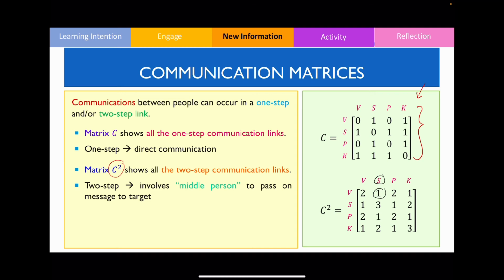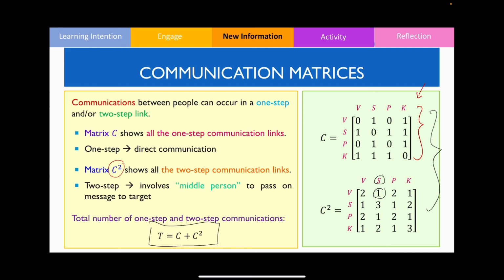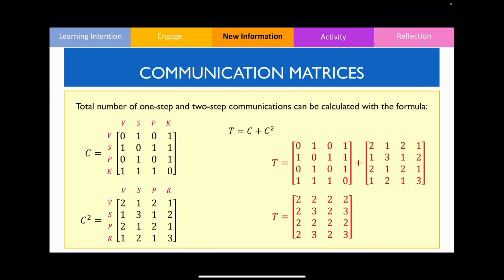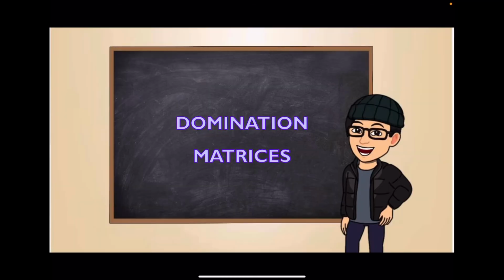The last thing I want to talk about for communication matrices is that we could find the total number of one-step as well as two-step communications by using the following formula over here. If you add up these two matrices, this will tell you the total number. If I add them together, this is what my final answer will now look like. The last part of this video is to talk about domination matrices.